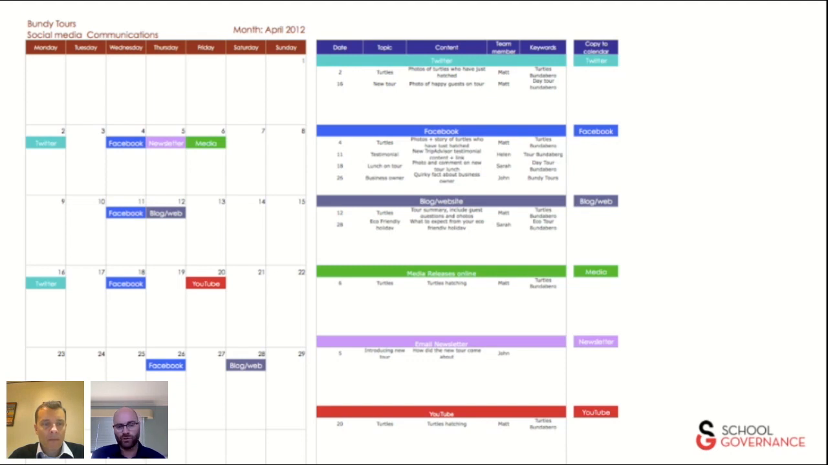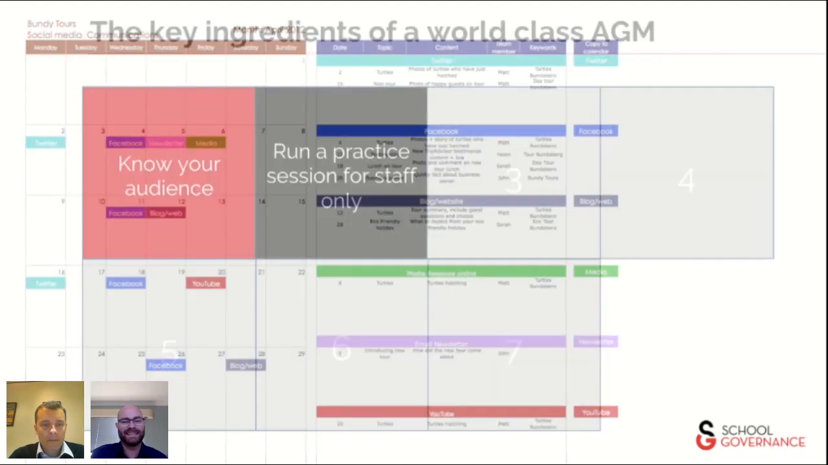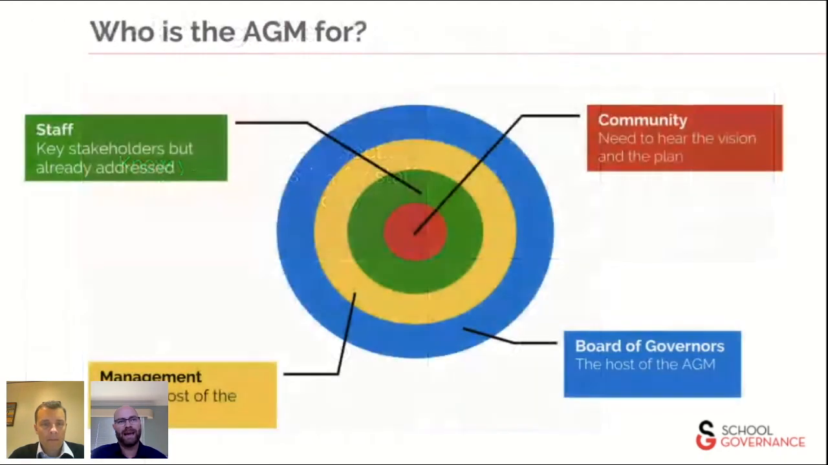And that could be social media, newsletters, flyer drops into book bags with the kids, through the website. You might also, going back to our board health checks, if you really want to get deep with your board health check, actually involve the community in that board health check. So again, there's another level of engagement with the audience.